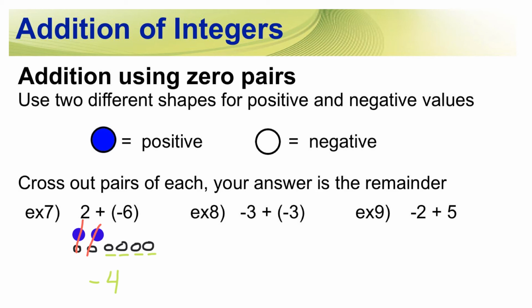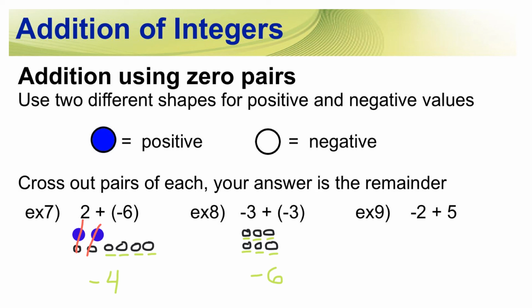In example number 8, I have -3 plus -3, which means I have 1, 2, 3 hollow circles and 1, 2, 3 hollow circles. And you'll notice in this problem, I don't have any positives to cancel the negatives out with. This is a good example to show the same sign sum method, meaning they have the same signs, so we're actually just going to add everything together. So we have 1, 2, 3, 4, 5, 6, and they're negative. So my answer is going to be -6.